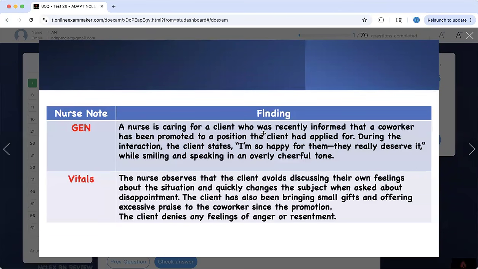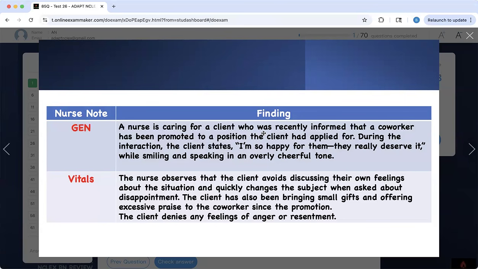A nurse is caring for a client who was recently informed that a co-worker has been promoted to a position that the client had applied for. During the interaction, the client stated, "I am so happy for them. They really deserve it," while smiling and speaking in an overtly cheerful tone. The nurse observed the client avoid discussing their own feelings about the situation and quickly change the subject when asked about disappointment. The client has also been bringing small gifts and offering excessive praise to the co-worker since the promotion. The client denied any feeling of anger and resentment.